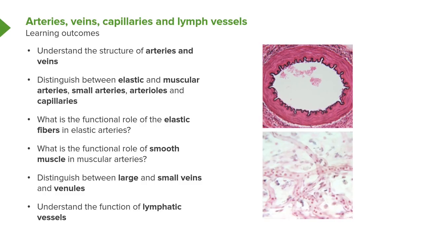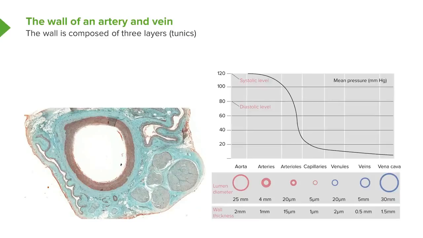Well, when we have a look at an artery or a vein, we need to understand something about the pressure within those vessels. On the right-hand side of this slide, you can see a diagram illustrating the mean pressure within these vessels as they pass from the aorta and then down to a capillary bed, then into small venules, and then into veins to be returned to the heart.